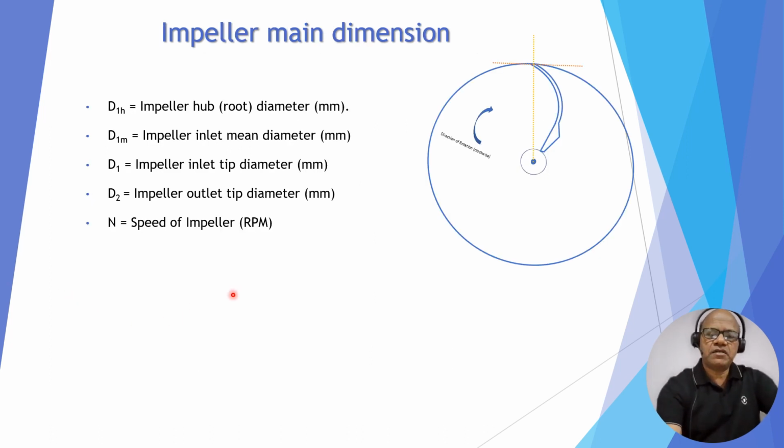These are the dimensions: D1H, the impeller hub diameter or root diameter; D1M, the impeller inlet mean diameter; D1, the impeller inlet tip diameter; D2, the impeller outlet tip diameter; and N is the RPM.